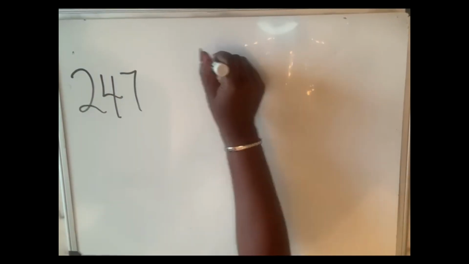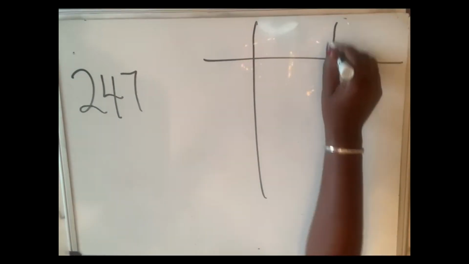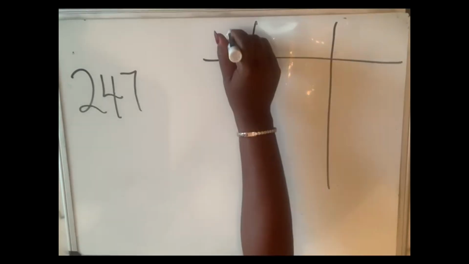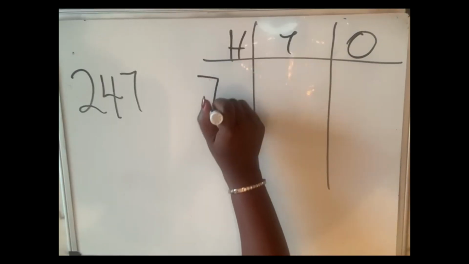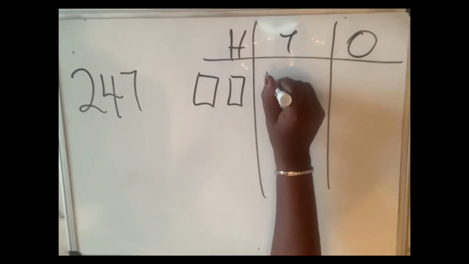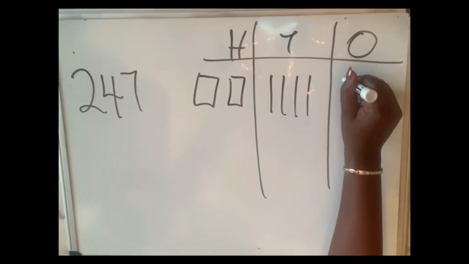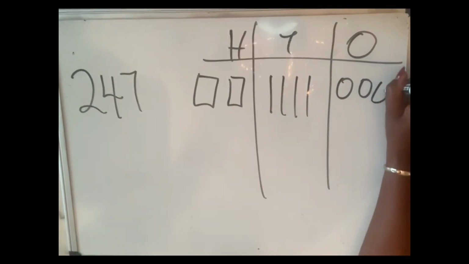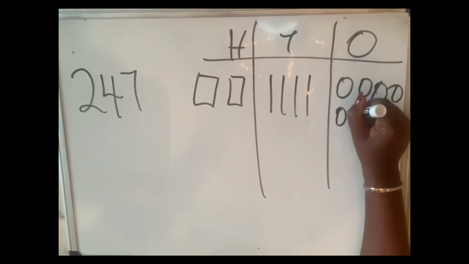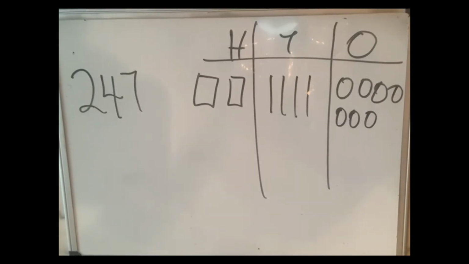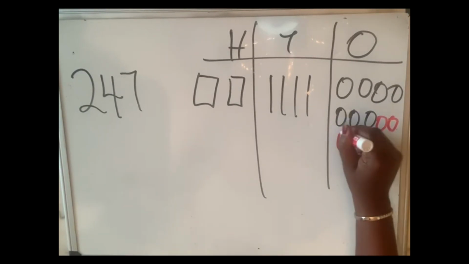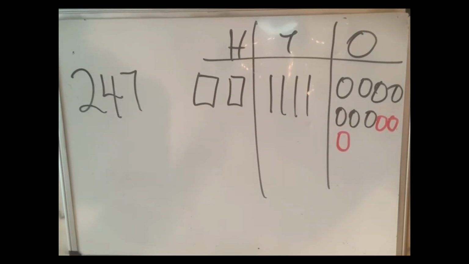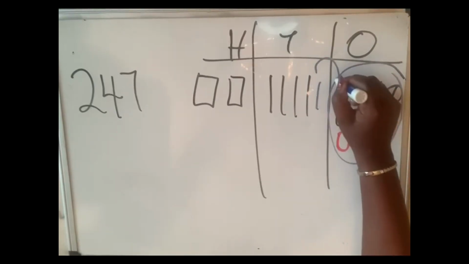247. 200, 47. 1, 2, 3, 4, 5, 6, 7, 8, 9, and 10. I'm going to trade my 10 ones for 1 ten, and I have no ones left.